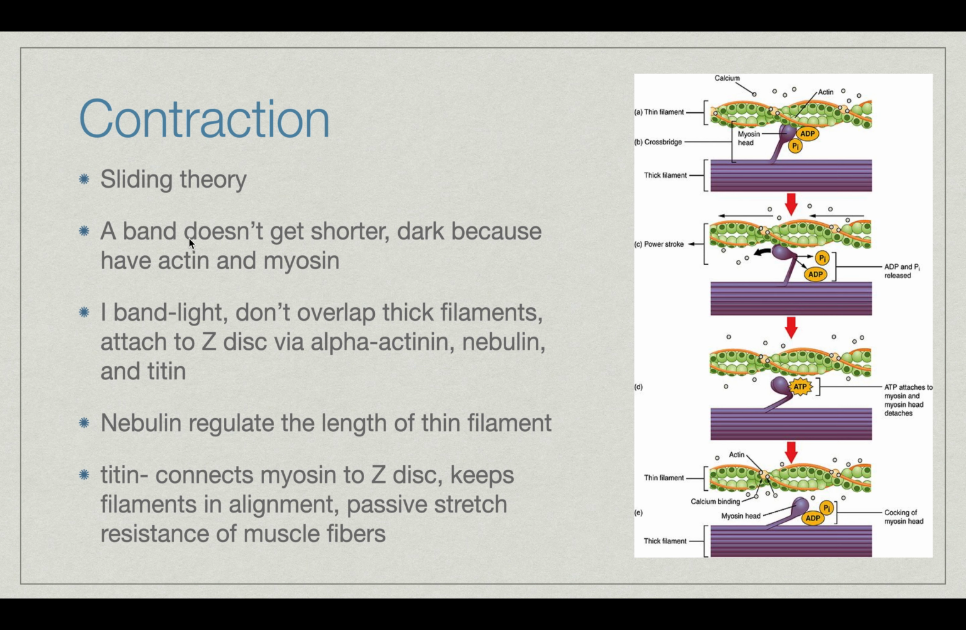The A band doesn't get any shorter, and it's dark because it contains both actin and myosin. The I band is the light band. It only has thin filaments. It doesn't overlap with thick filaments. It attaches to the Z disc via alpha actinin or nebulin and titin proteins.